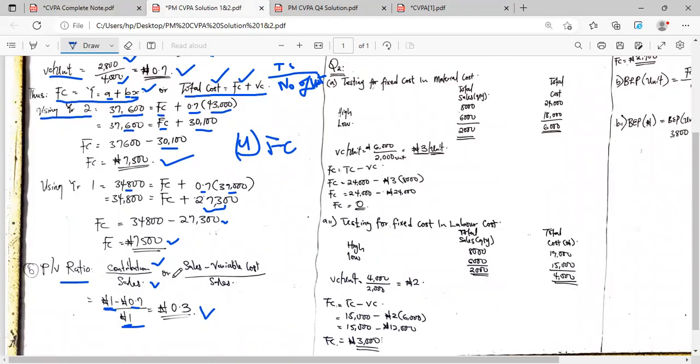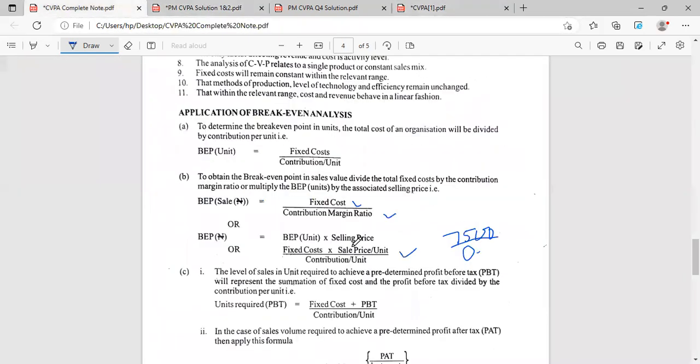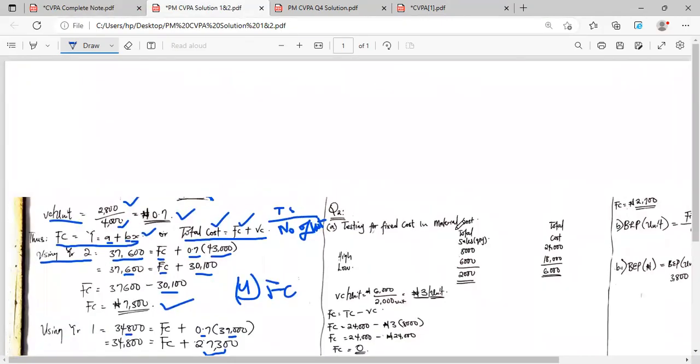No. What is our contribution? 0.7? Okay, 0.3. This is the contribution margin ratio, not contribution per unit. So what's contribution? 1 minus 0.7 is still giving us 0.3, isn't it? Yes, sir. Because sales minus variable cost will give you contribution per unit, which is 0.3. So do that. Okay, you get 25,000. Do you get it? Yes, sir. So any formula you use, you are okay.